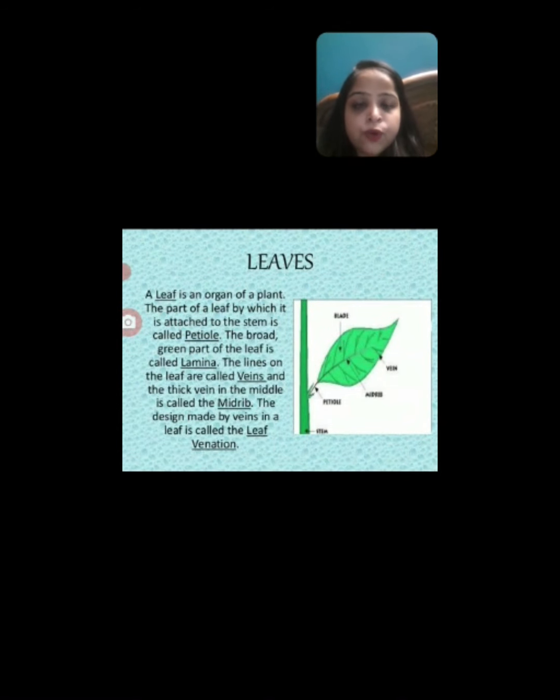The leaf is also known as the food factory of a plant as it prepares food for the entire plant. It is an organ of a plant. The part of a leaf by which it is attached to the stem is called the petiole. The broad green part of the leaf is called the lamina. The lines on the leaf are called veins, and the thick vein in the middle is called the midrib. The design made by veins in a leaf is called the leaf venation.